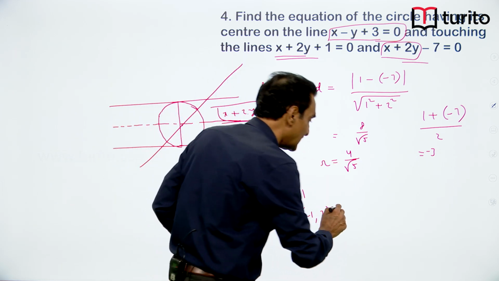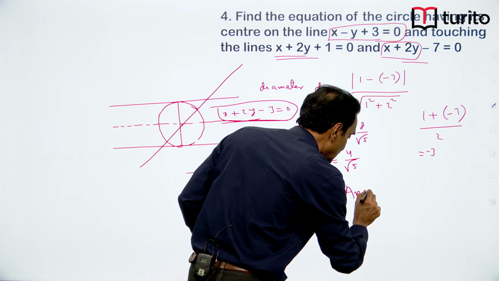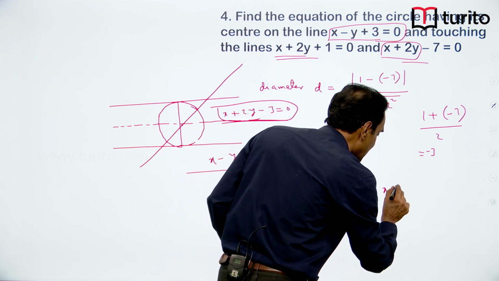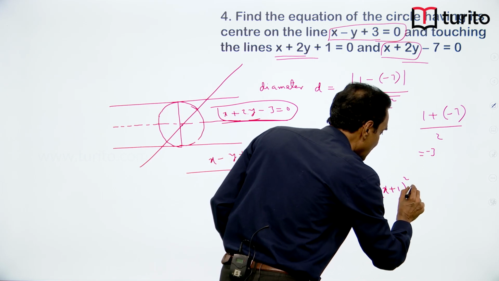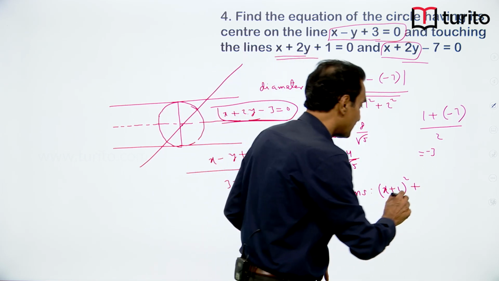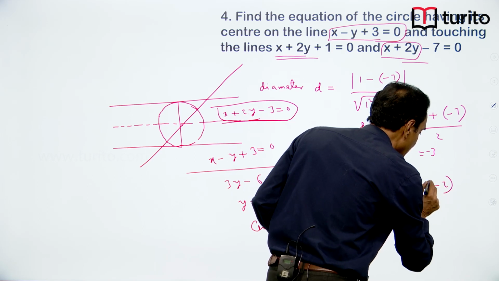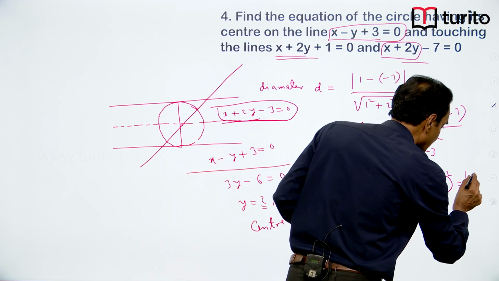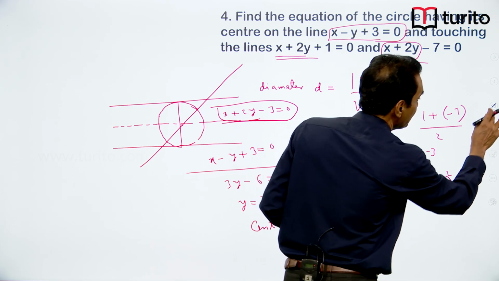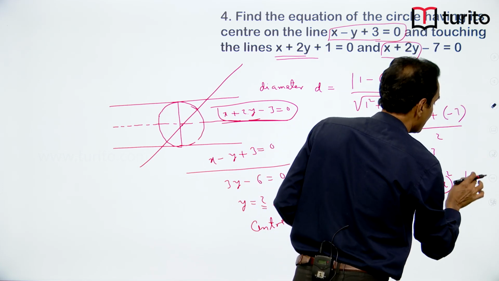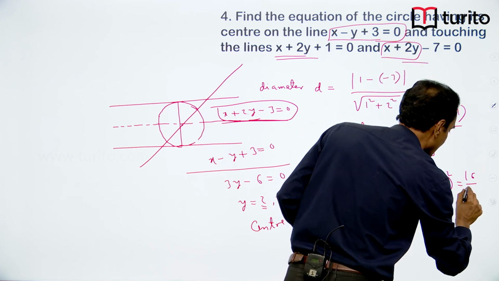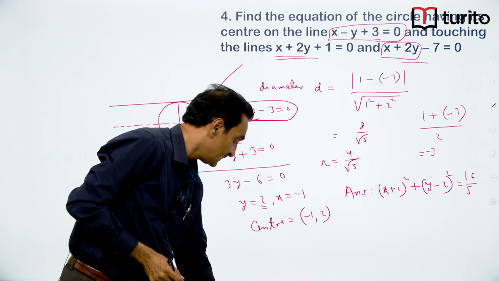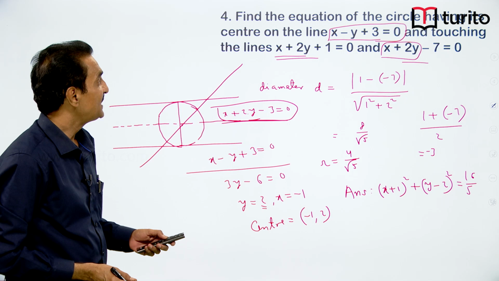So, what is the equation of the circle? Our answer is x minus of minus 1, x plus 1 whole square, plus y minus 2 whole square is equal to r square, 16 by 5. So, this is the method. Now, let us move on to the next question.